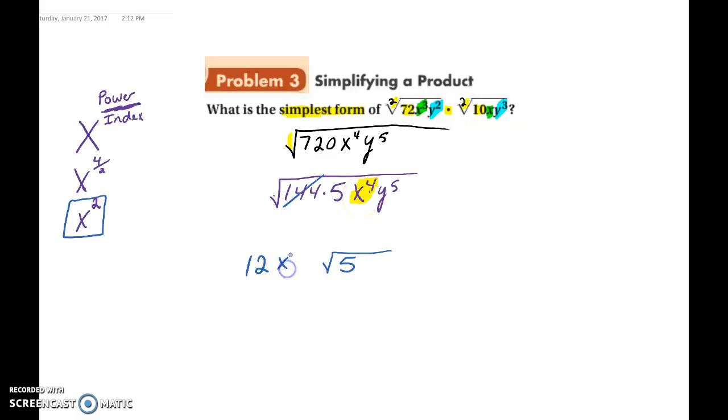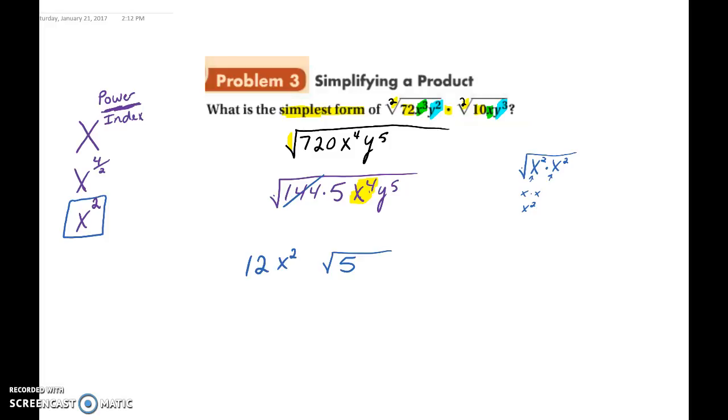So it's 12x squared. You can also think about it as rewriting x to the 4th as many times as you can as x squared, because if our power matches our index, the square root of x squared will just be x. So that means that we would take out 2 x's after this and we'd be left with x squared. It doesn't matter how you do it. Either way is fine.